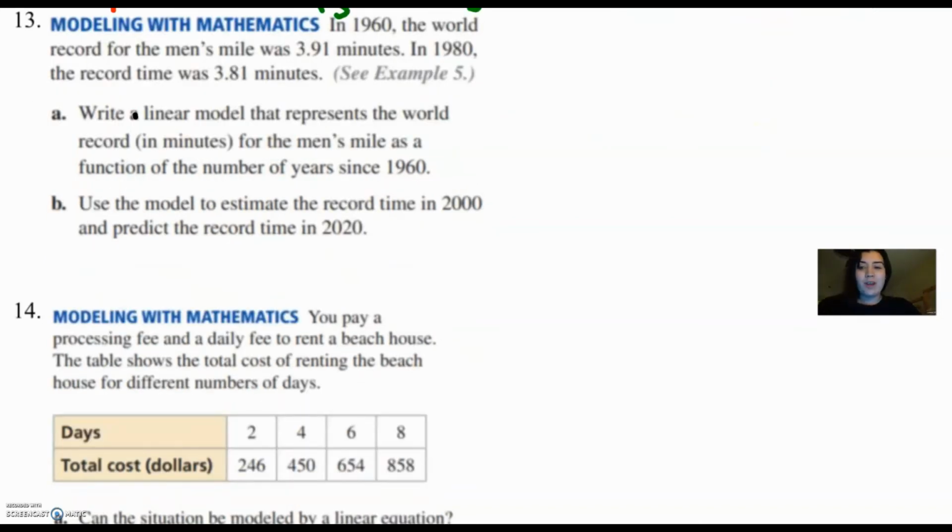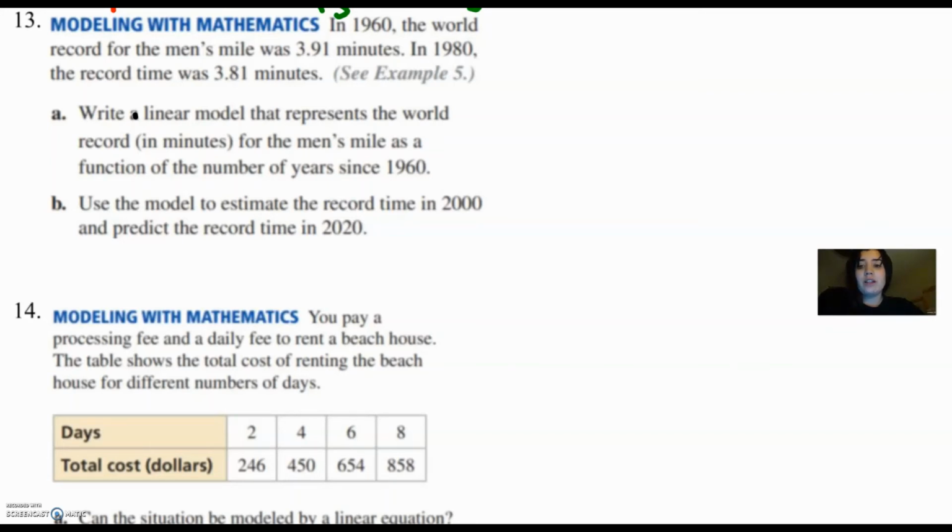Okay, so now we're on to 13, our first word problem. So with our word problems 13 and 14, we're still going to use the same information. The point slope form, the y-intercept form, these things that we know, we're just going to use. So in 1960, the world record for the men's mile was 3.91 minutes. In 1980, the record time was 3.81 minutes.